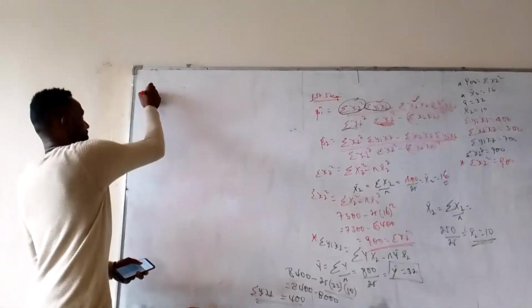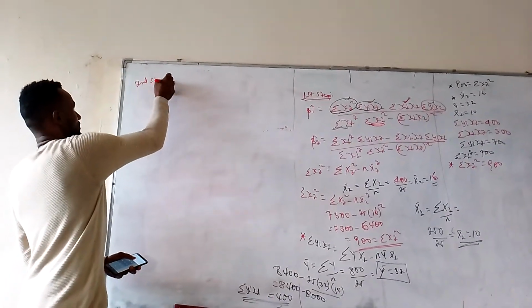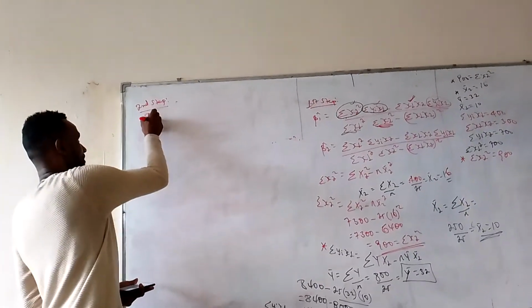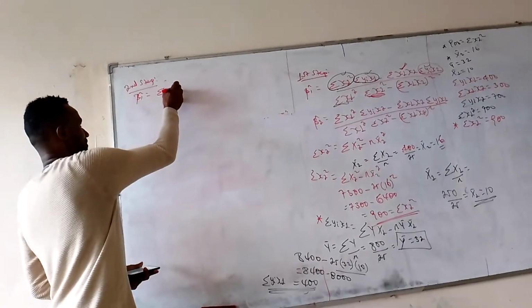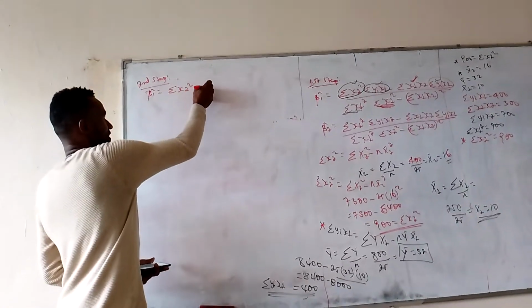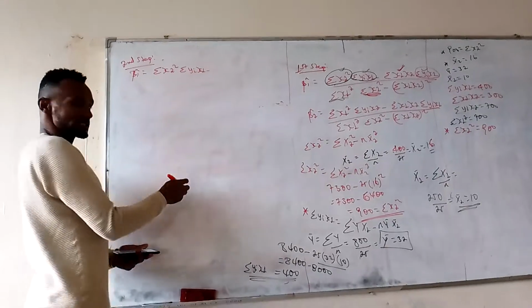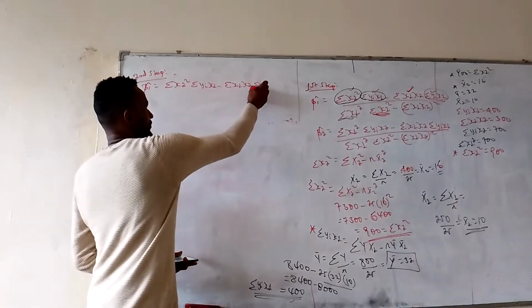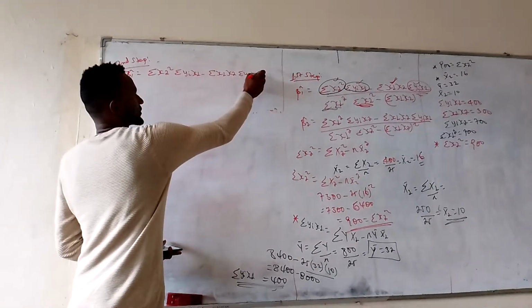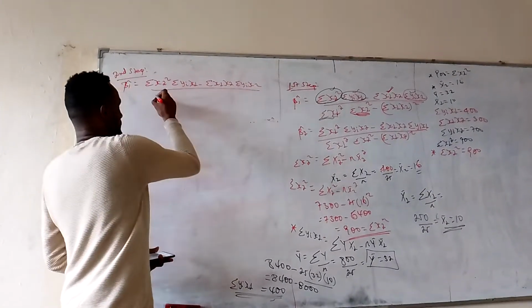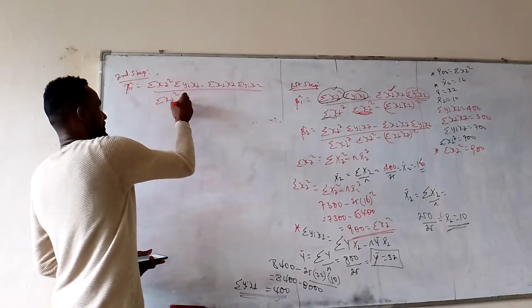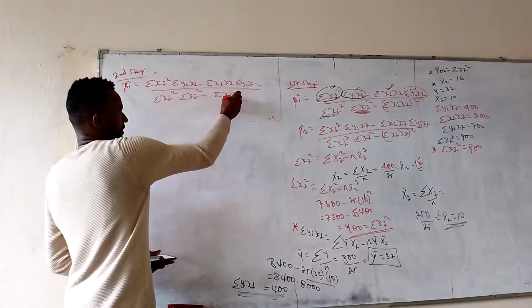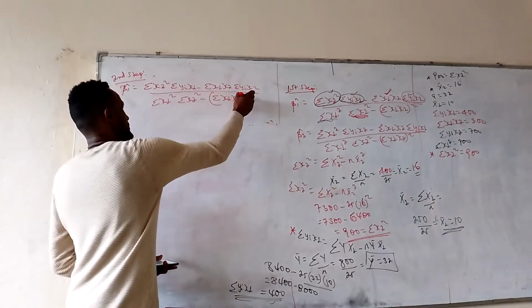As a second step, let me compute the values of each parameter, like beta 1 hat, by using the general formula: the summation of x2 the whole square times the summation of yi x1, minus the summation of x1 x2 times the summation of yi x2, divided by the summation of x1 the whole square times the summation of x2 the whole square, minus the summation of x1 x2 the whole square.